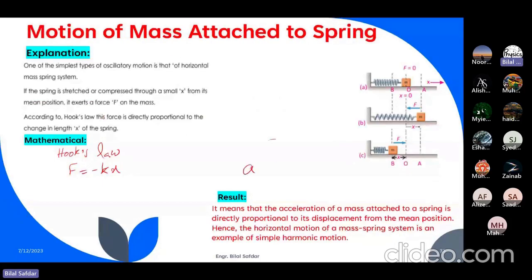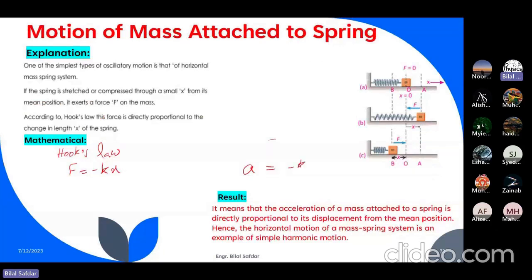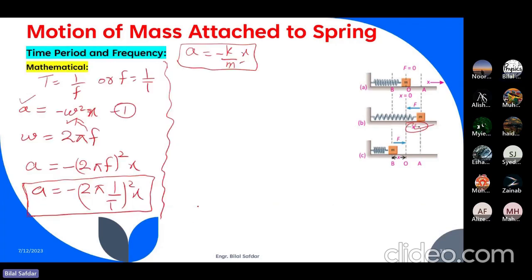There is the formula we discussed last time: minus kx divided by m, and we said that k over m is the constant one, and we have to remove it, and we get that acceleration is proportional to minus x. Now we are discussing this formula, relating it with the formula of acceleration of this one.